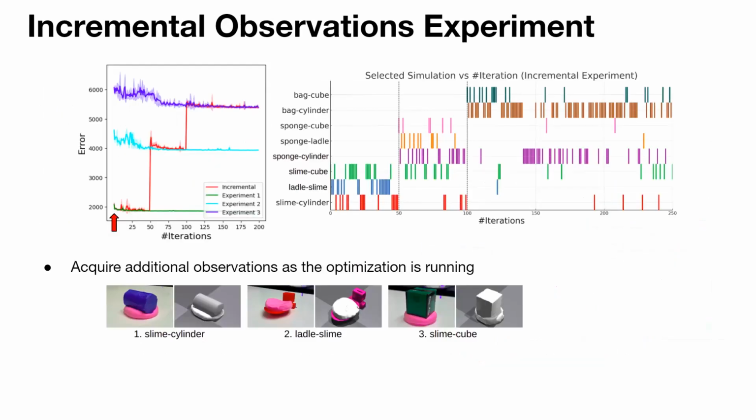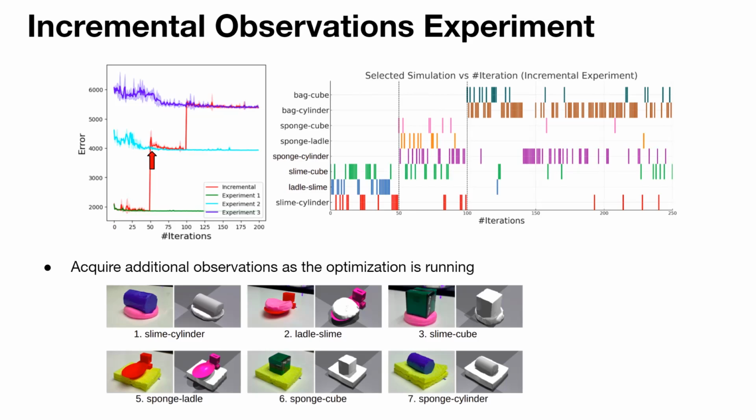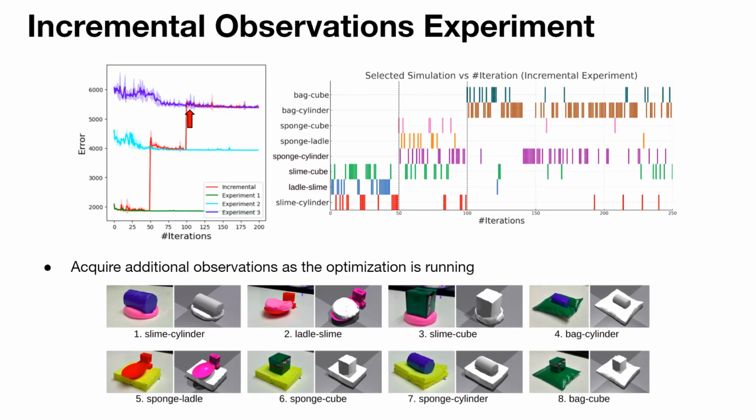In the second experiment, we tested the scenario where the robot acquires additional observations as the optimization is running. During the optimization, we introduced new observations to the robot and compared the optimization performance with the case where our method had access to corresponding observations from the beginning. We start the optimization with 3 observations. After 50 iterations, we introduced 3 new observations. And after 100 iterations, we introduced 2 more observations.